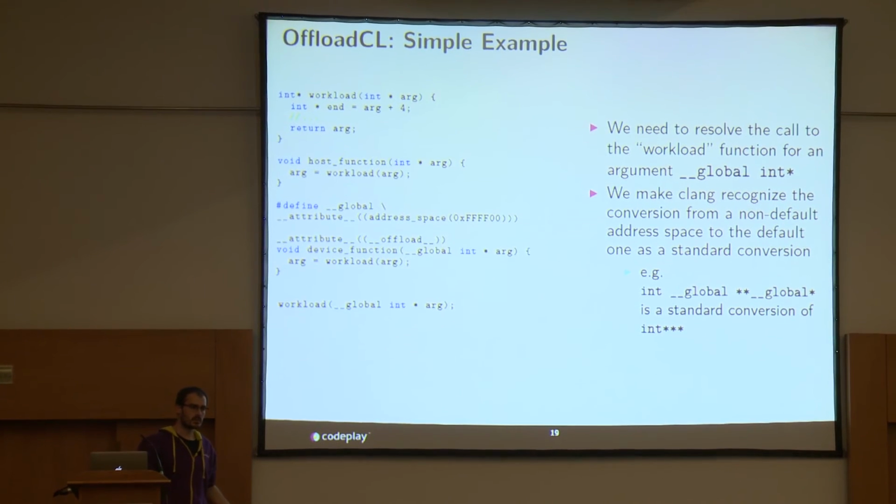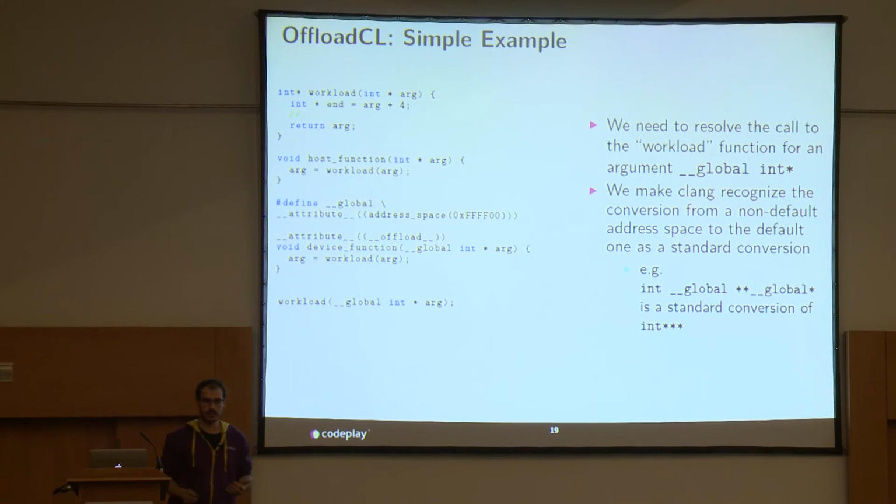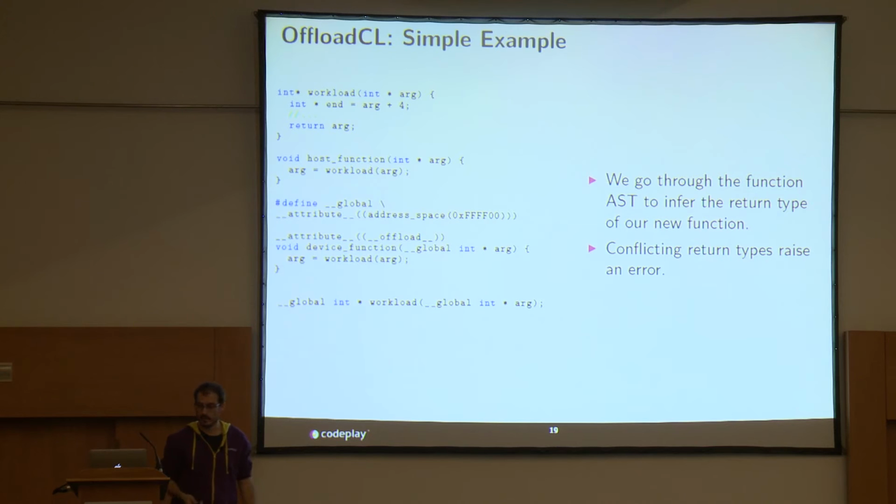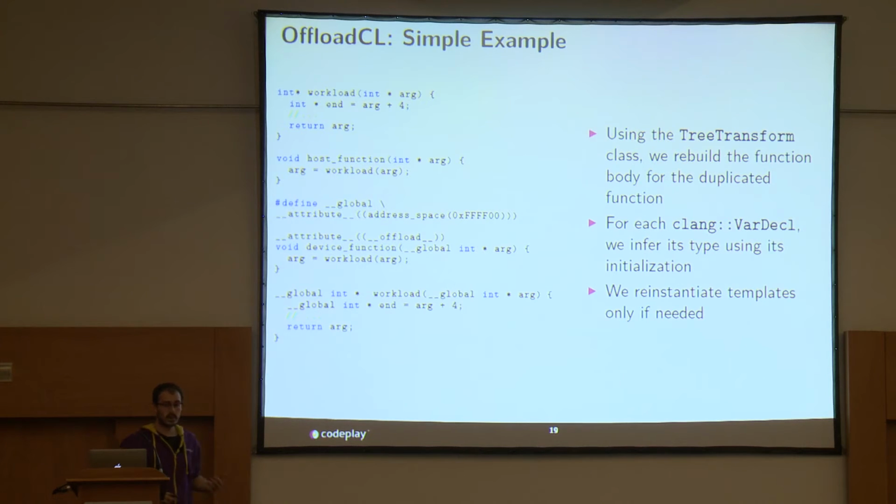But it's a host function, so we need to duplicate it and say we'll be executing the new one on the device. So first of all, we need to compute the prototype. So we go through the AST quickly and infer the new return type. We can then build the new function prototype. If there is a conflict in the return types, we raise an error because we can't compile this. And once we get this new prototype, we use the tree transform to take the host function and clone it into a new one.